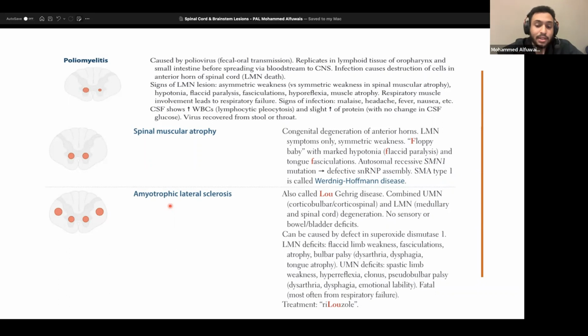Okay, so that's pretty much that. Again, one thing you need to remember is sensory innervation or sensations will be normal. Every single sensation will be normal. So that's pretty much the ALS syndrome.